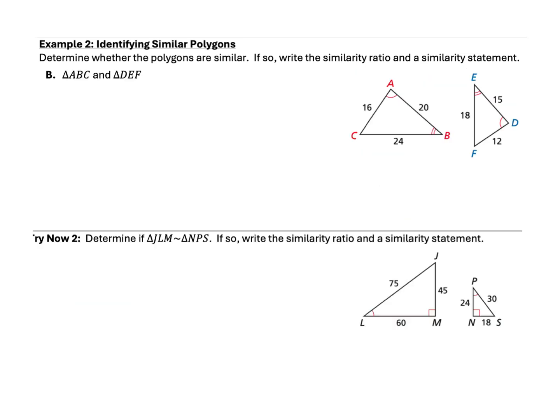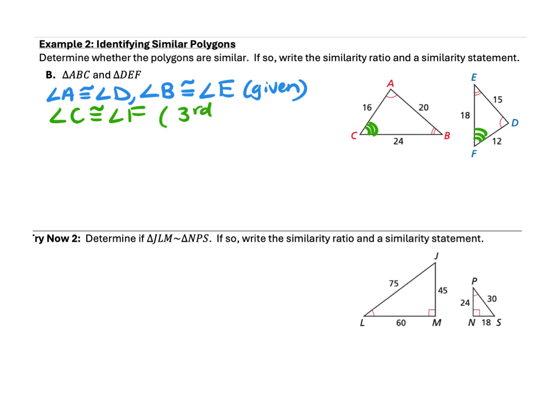Okay, let's try one more here. Triangle ABC and triangle DEF. Determine whether they're similar. If so, write a similarity statement. Well, notice that angle A and angle D are already the same. And angle B and angle E are also the same as marked in the picture. So that's kind of given. And then we know that the other pair of angles, angle C and angle F, have to be congruent by the third angles theorem. Okay, so we've established the angles.